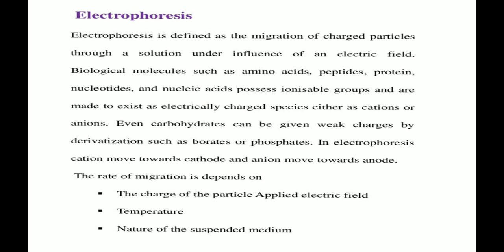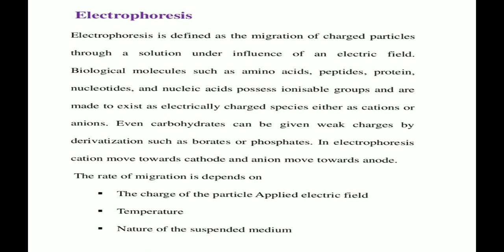So there are many biochemicals we can separate by using this technique, like amino acids. Some amino acids contain positive charge, that is, positively charged amino acids, and negatively charged amino acids. By using this technique you can easily separate the amino acids. Then you can also separate peptides, some proteins, nucleotides and nucleic acids, which possess ionizable groups and are made to exist as an electrically charged species, either as a cation or anion.